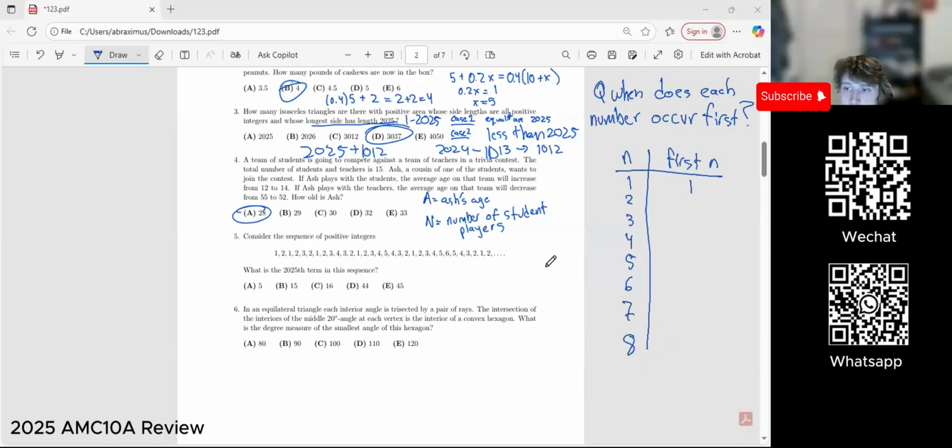So going back to this problem, we can see that the first 1 appears at the 1 spot. The first 2 appears at the 2 spot. And the first 3 appears at the 5th spot. The first 4 appears at the 10th spot. The first 5 appears at the 17th spot. And so on. This would be the first 6 is at the 26th spot.